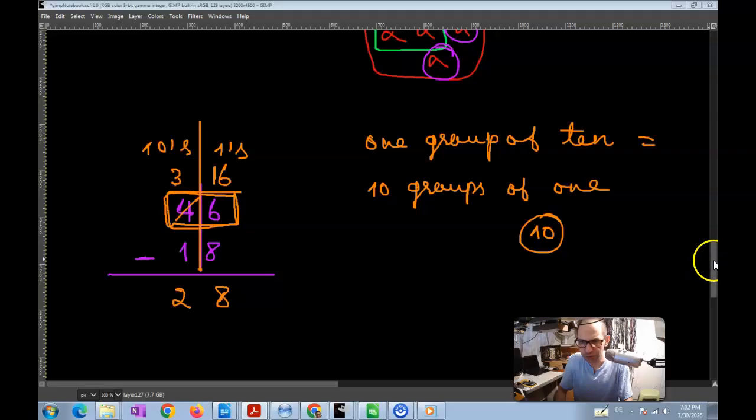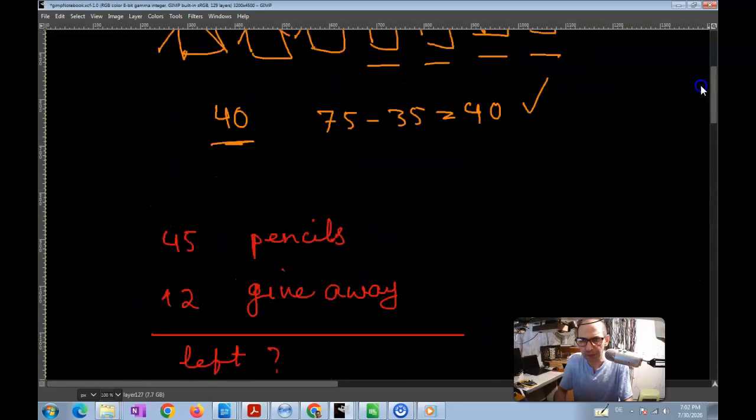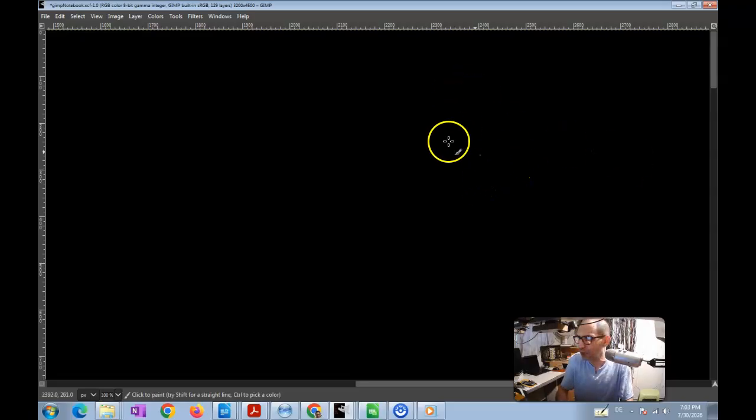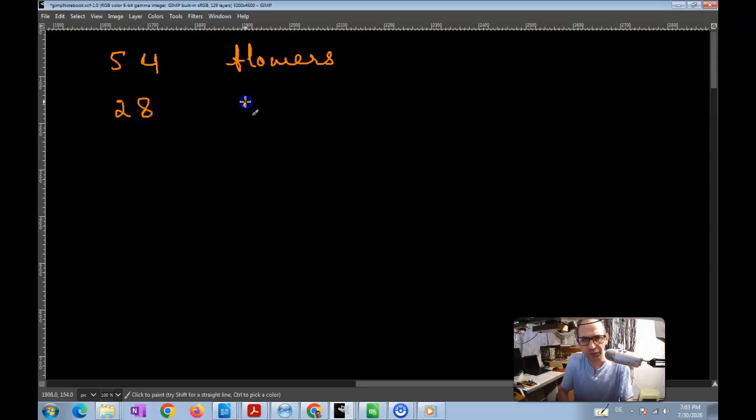So let's do this operation as well. So I have 54 flowers. So this is the number of flowers that I have, and I want to give away 28 of them.